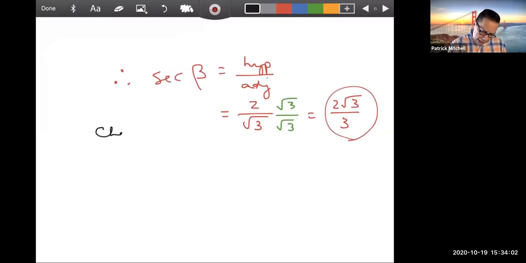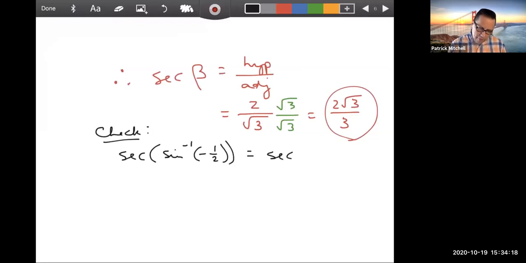So we'll call this a check. One way to check your answer to a problem is to do the problem a different way and see if you get the same answer. So the secant of the inverse sine of -1/2. At the beginning of this part, I was reminding you that the inverse sine of -1/2 is -pi/6. This will be a good excuse to brush up on our evaluating trig function stuff.